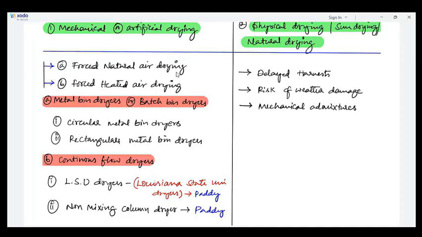Then we have mechanical or artificial drying, which is divided into forced natural air drying and forced heated air drying. In heated air drying, we have the metal bin dryers or batch bin dryers, and also the continuous flow dryers. You need not worry about the mechanisms and principles, but just try to remember the names. We have LSU dryers, particularly for paddy. This is the full form: Louisiana State University, that is why the name LSU. The difference is that these are box type dryers, and this is a continuous flow dryer, where the heated air is continuously circulating and this is how the moisture content is lowered.